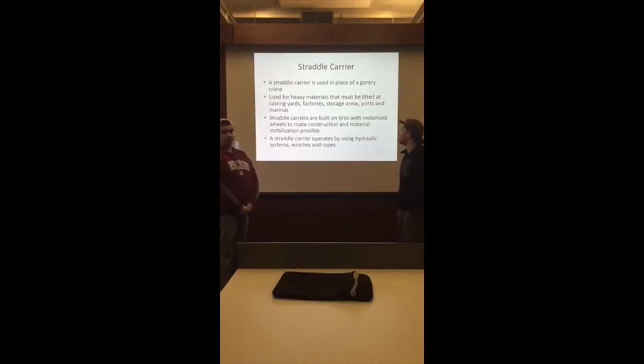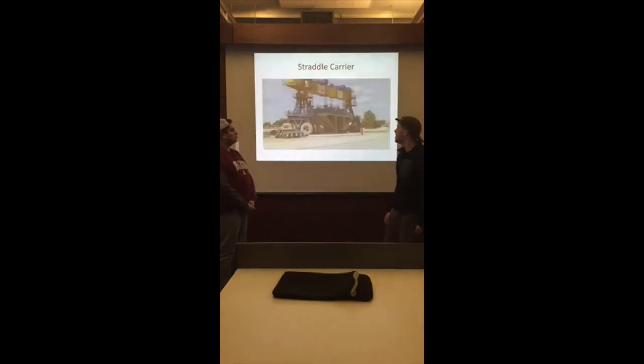And next you have the straddle carrier. The straddle carrier is very similar to the gantry crane, except it has large, just massive wheels on it that allow it to move back and forth quite easily. These straddle carriers are highly effective, and they're able to be used on such unique and different types of job sites. As you can see from the picture, it's monstrous, it's huge.